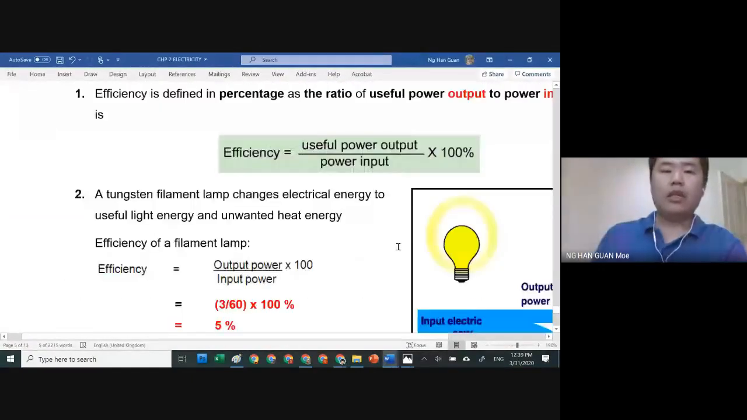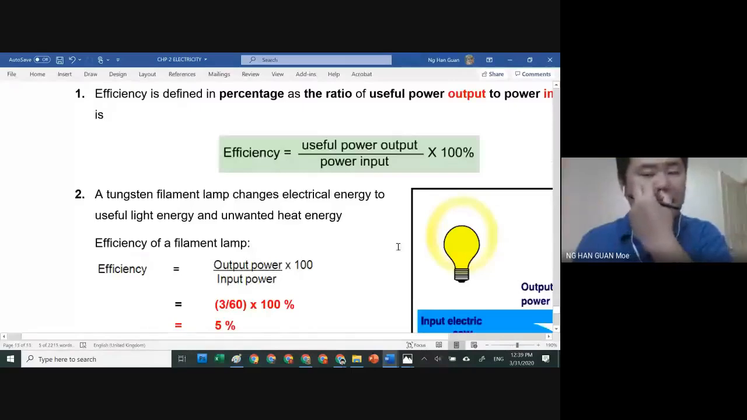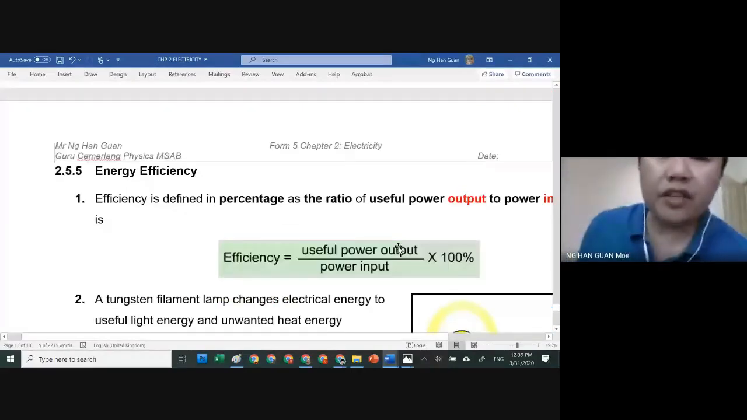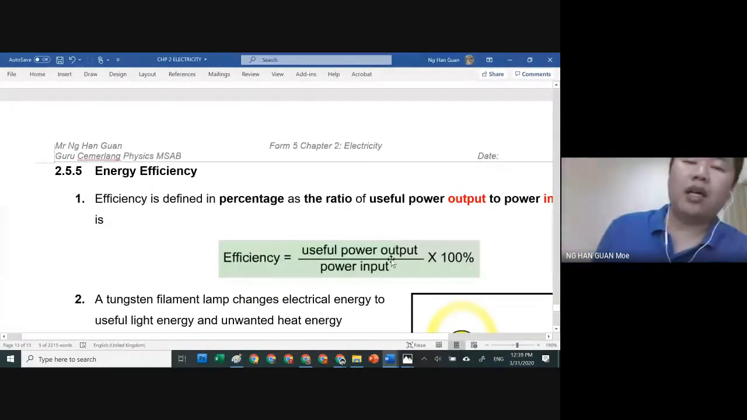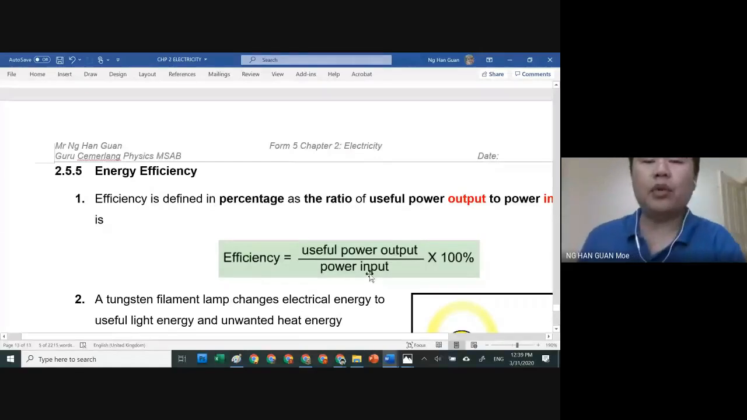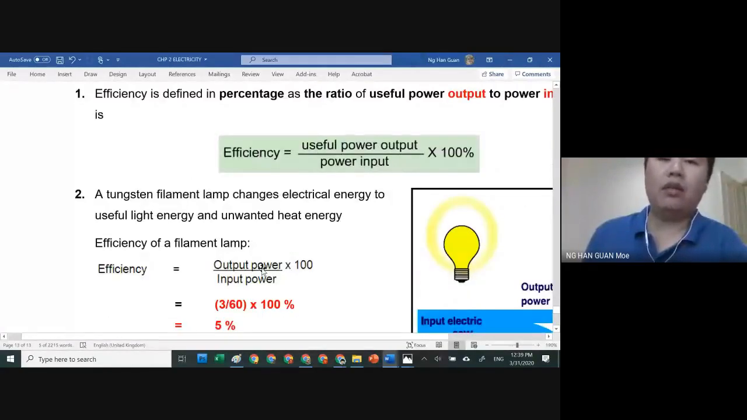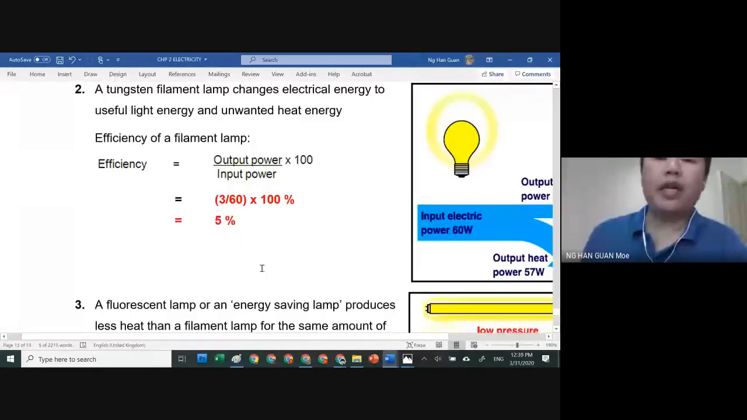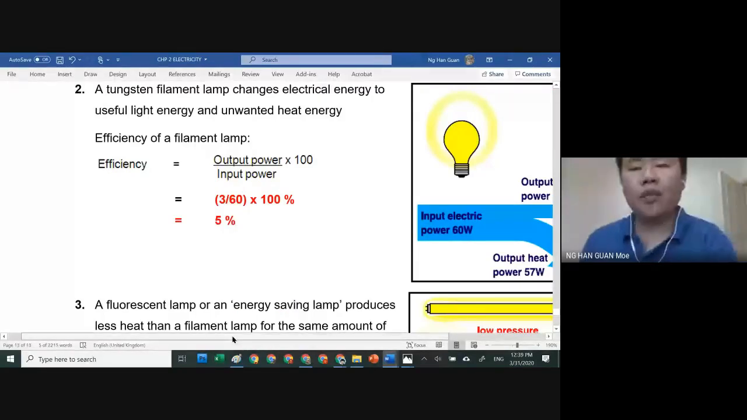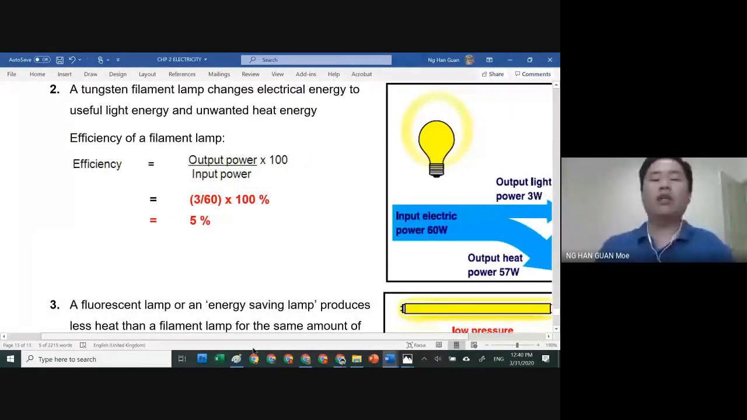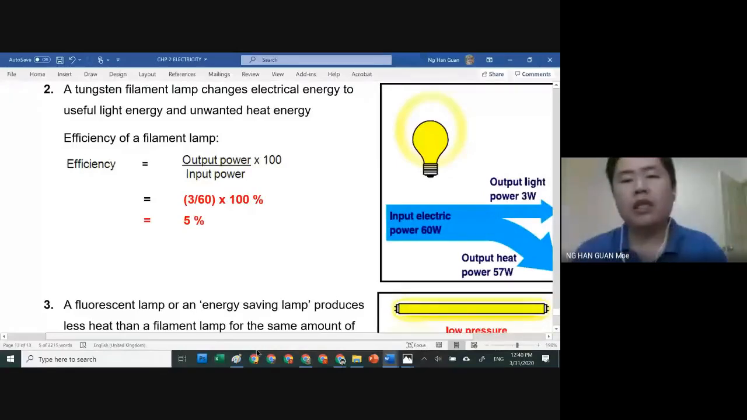Okay, so now the last part of chapter two is energy efficiency. This one just repeats exactly what you learned last year in chapter two. Efficiency, right? The only addition here is an example. To calculate the efficiency of a device, we must know the useful power output or the unwanted power. For example, we use the bulb.